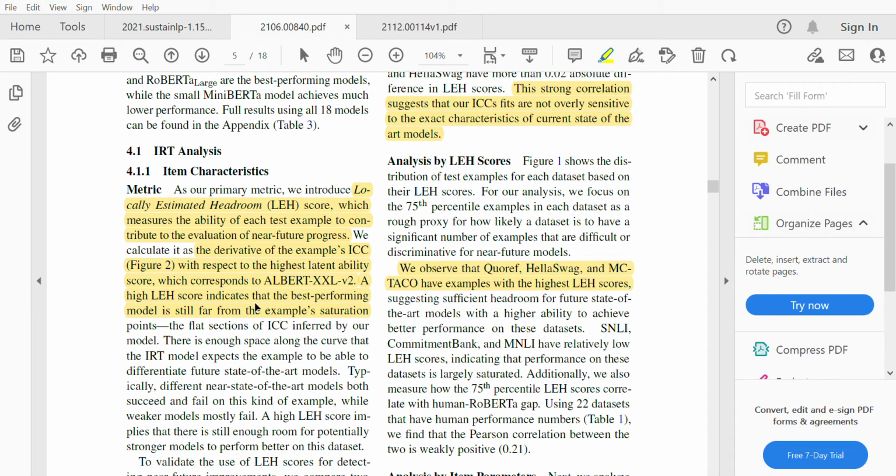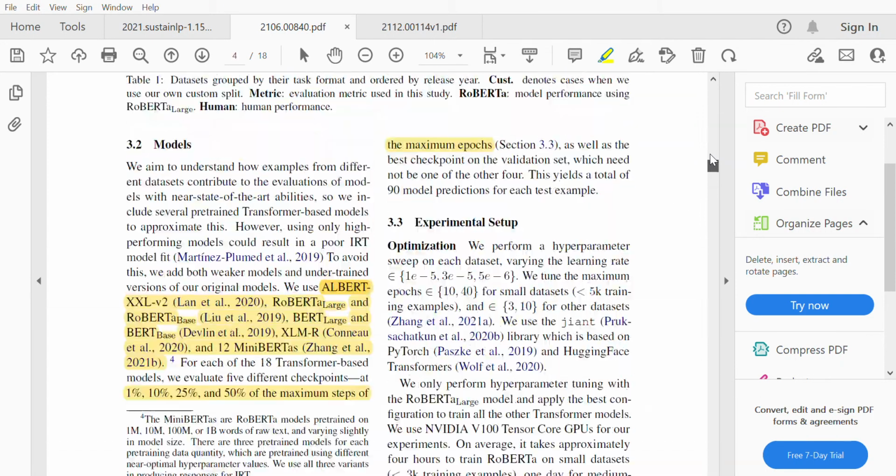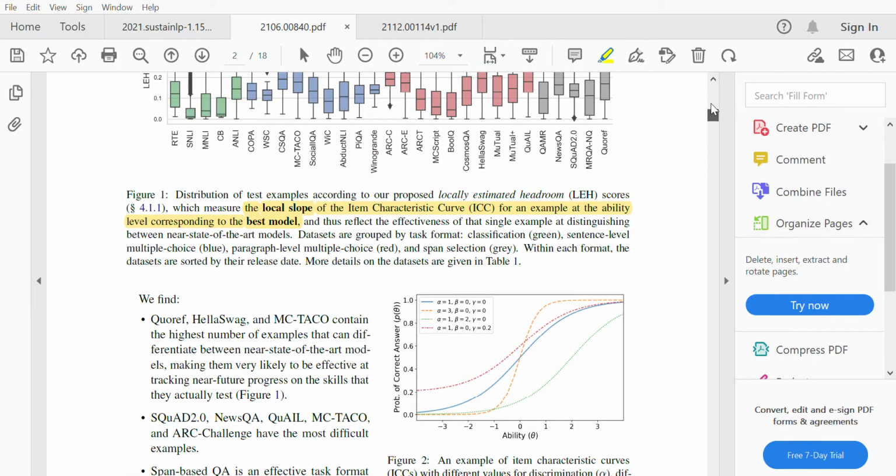A high LEH score indicates that the best performing model is still far from the example saturation. I'll just scroll back up to this curve really quick. Hopefully that makes some intuitive sense here. We go from calculating the local slope of the ICC, the item characteristic curve, to get a sense of how an example at the ability level corresponding to the best model is performing. How much more headroom is there for it to improve, right?